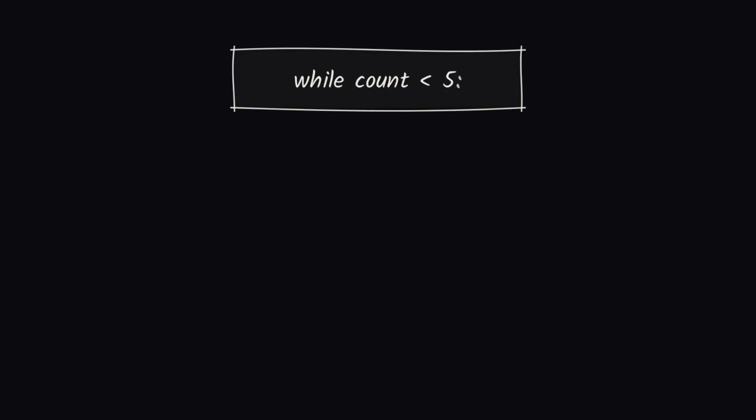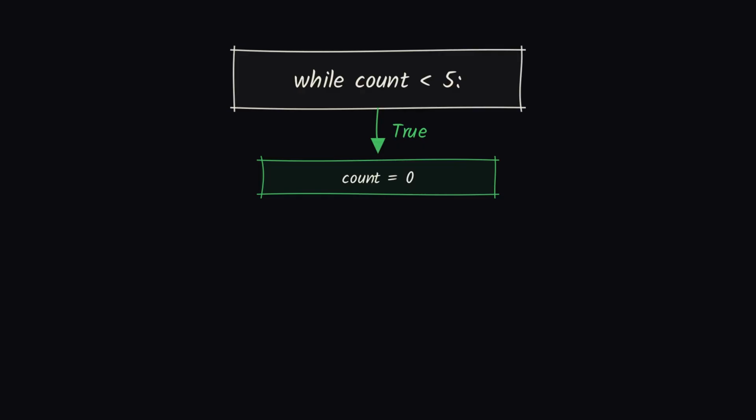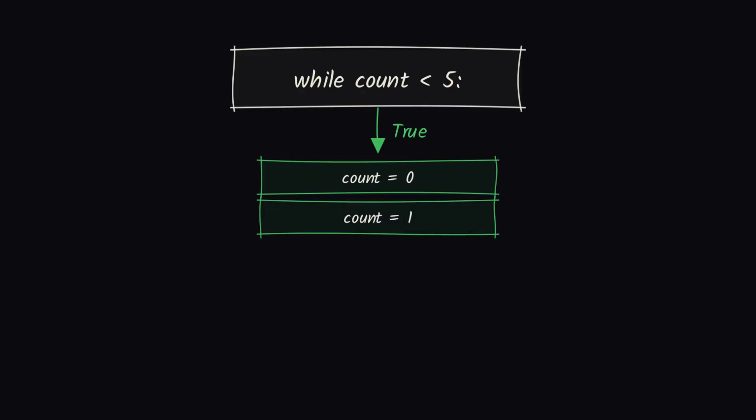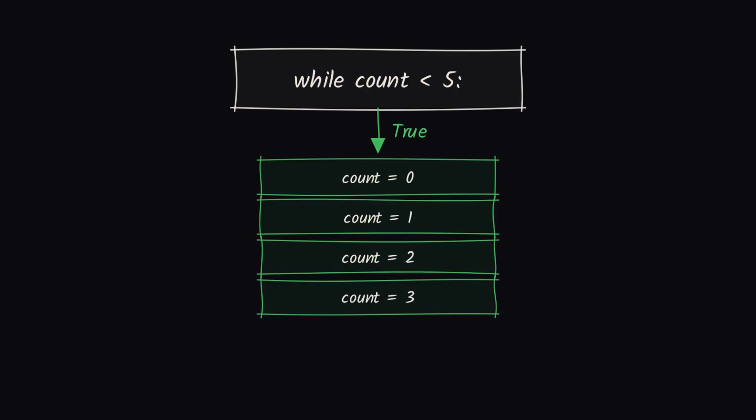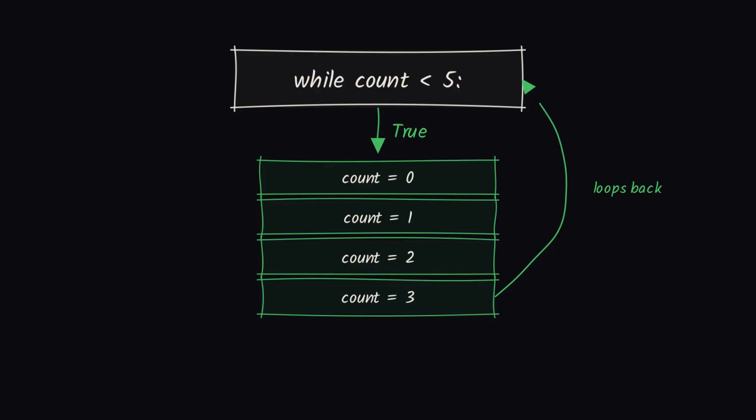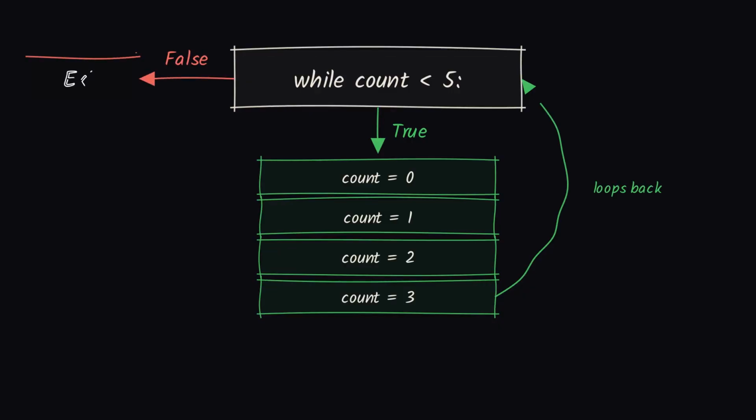First, the check. Count less than 5. As long as that's true, we loop. Value 0, the check passes, so the block runs. Back to the top. 1, still true, go again, back to the top. 2, still true, go again, back to the top. 3, still true, go again. Every pass, we jump back up to recheck the condition. Eventually the condition turns false. And that's when the loop finally lets go and stops.